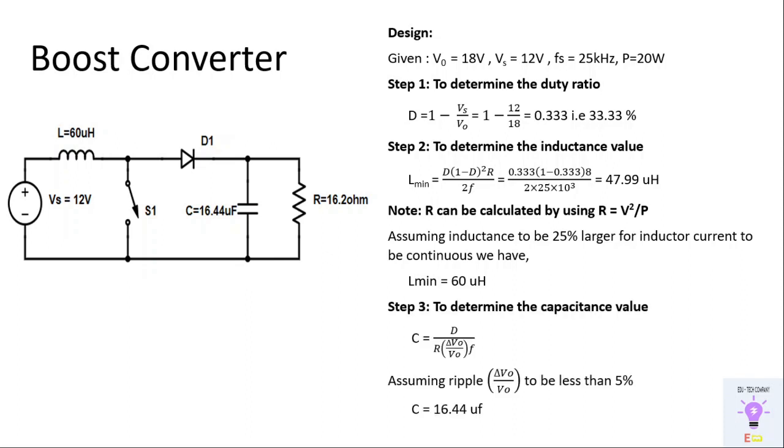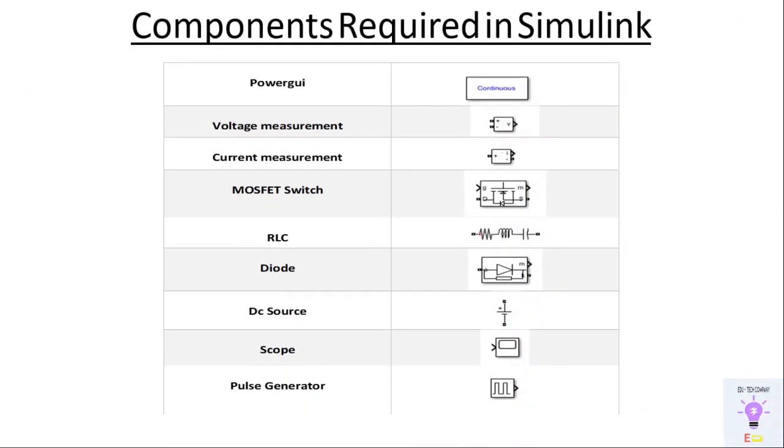Next step is to determine the capacitance value. Of course, it is one of the most important components in the circuit. So we are assuming a ripple of about 5%. Suitable ripple can be assumed as well. For this particular problem, we are assuming it for 5%. So the next step is to understand what are the required components in Simulink. These are the components that are required. And once we have these components in hand, we can go to MATLAB.